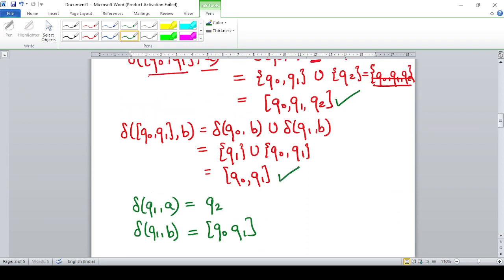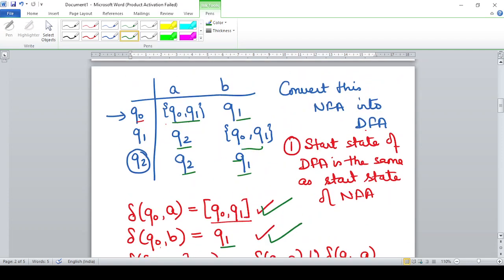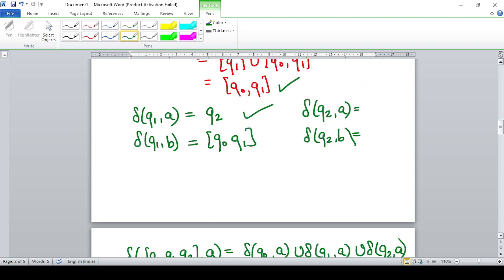q0 q1 has already been defined. Then q2 I have to define, so I will define it just now. You can define it here only. Delta of q2 A is how much, and delta of q2 B is how much? On q2, A gives q2 and B gives q1. So it is q2 and q1, right? q0 q1 we have already defined, q2 just now defined, and q1 already defined over here.